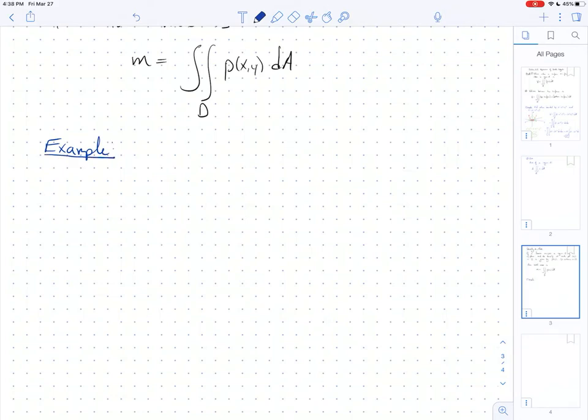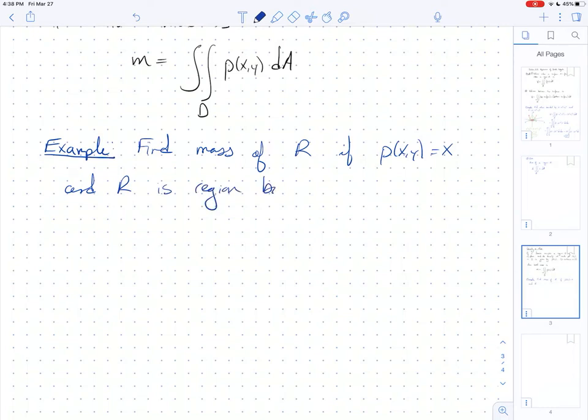So example, let's find the mass of R if rho of xy equals x, and this lamina R is the region bounded by the unit circle in the first quadrant.